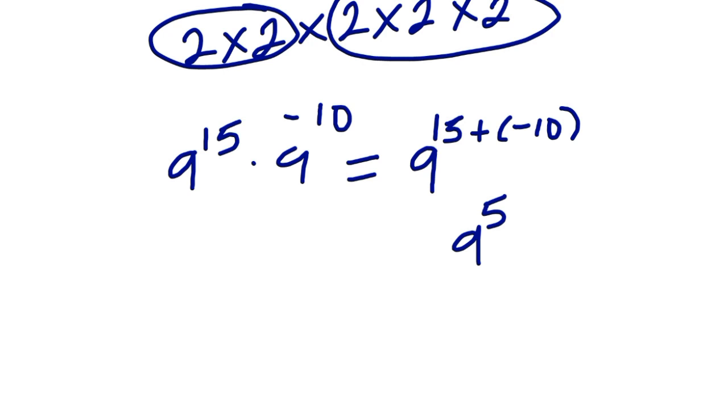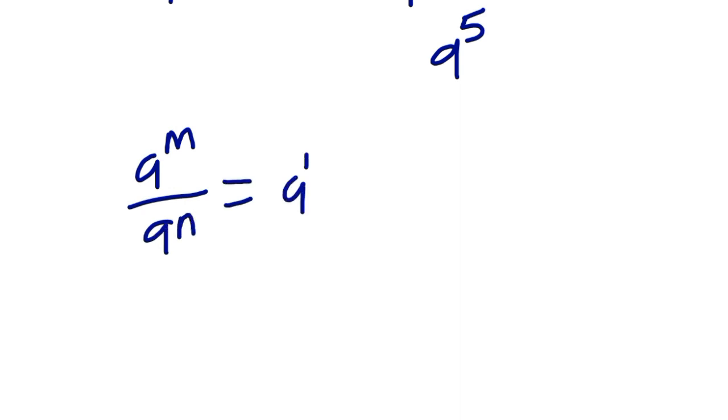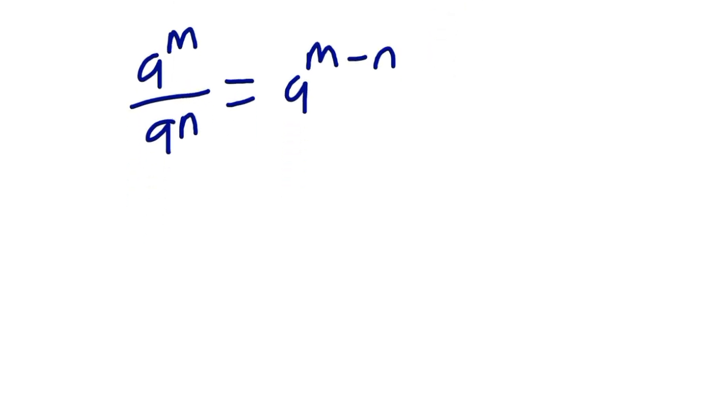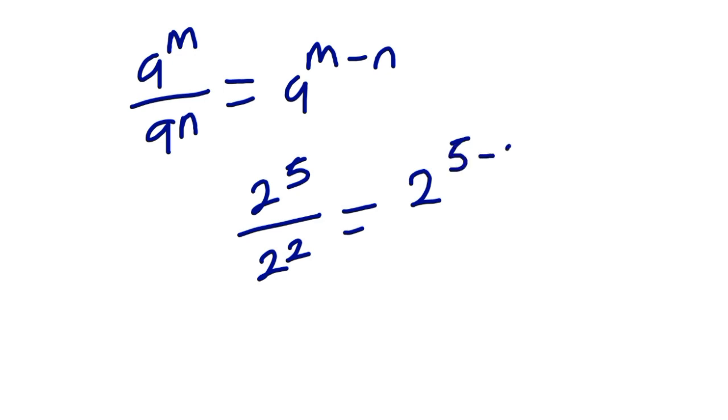So let's move to the second law. When you have a raised to the power of m all over a raised to the power of n is equal to a raised to the power of m minus n. Now let's take for example 2 raised to the power of 5 all over 2 raised to the power of 2. Now this is equal to 2 raised to the power of 5 minus 2, which is equal to 2 raised to the power of 3. Now 2 raised to the power of 3 will give us 8.